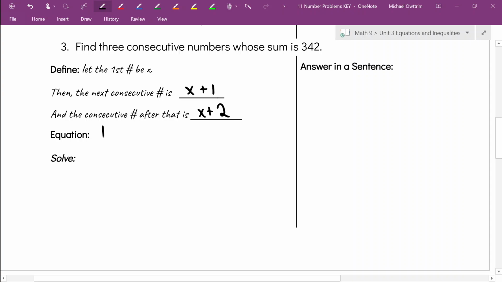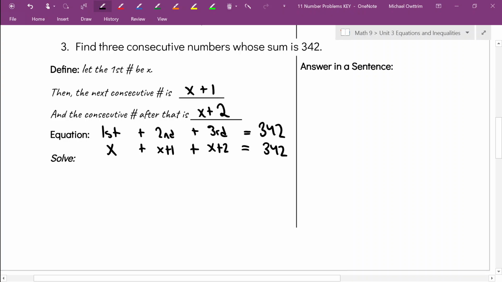Now we know that the sum of our 3 numbers, our first plus our second plus our third, is equal to 342. And we'll fill in that our first number was x, our second number was x plus 1, our third number was x plus 2, and that's what's giving us our 342 overall. Let's follow our 4 steps to solve this equation now.